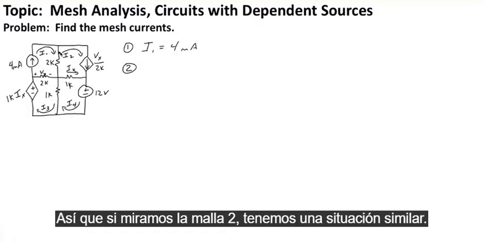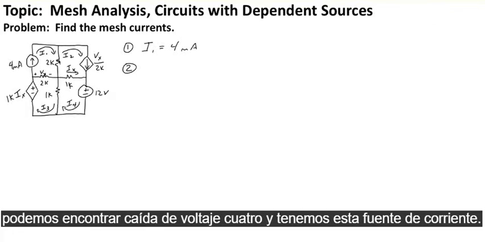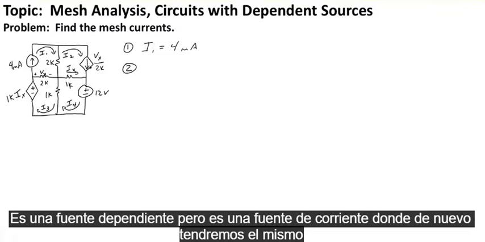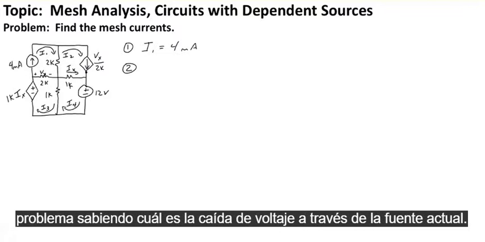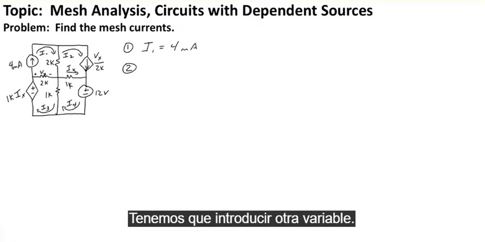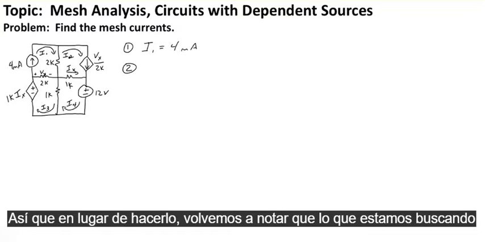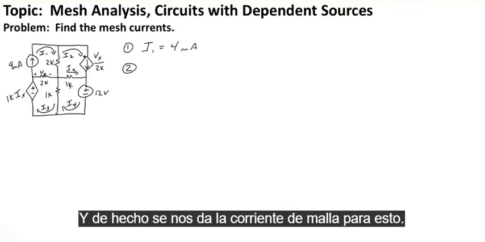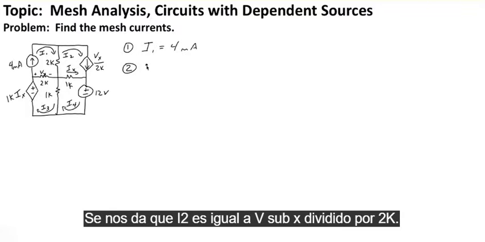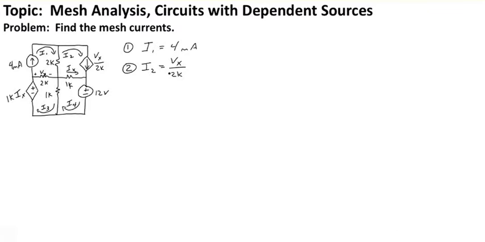If we look at mesh 2, we have a similar situation where we have 2 resistors that we can find the voltage drop for, and we have this current source. It's a dependent source, but it's a current source where we again would have the same problem knowing what the voltage drop is across the current source. We'd have to introduce yet another variable. So instead of doing that, we again notice that what we're looking for is the mesh current, and in fact we're given the mesh current for this. We're given that I2 is equal to Vx divided by 2K.